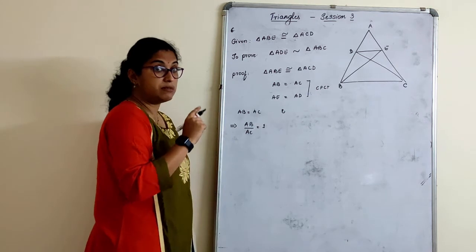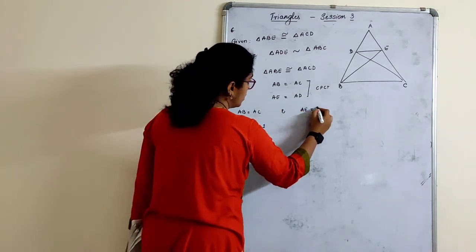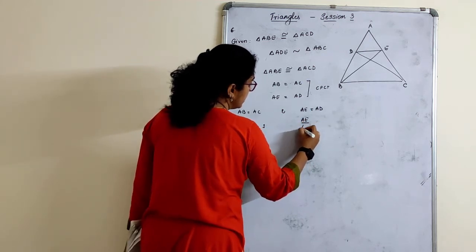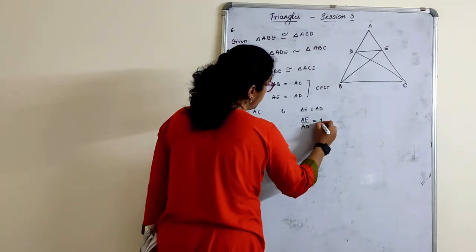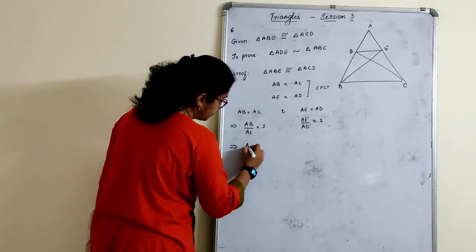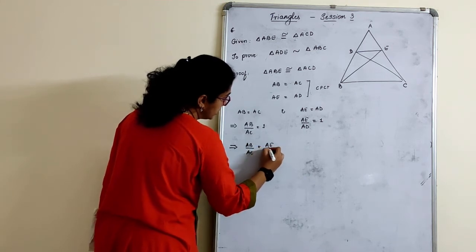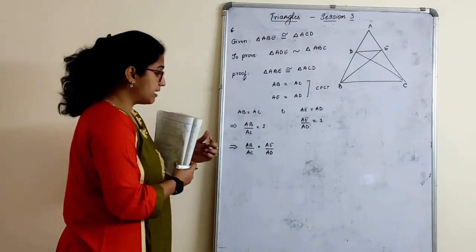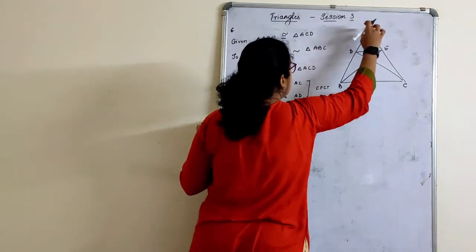Right? We have used the midpoint theorem part in the previous session. AE is equal to AD. So I can say here now that AE upon AD is equal to 1. So both are equal to the same thing. We can say that AB upon AC is equal to AE upon AD.